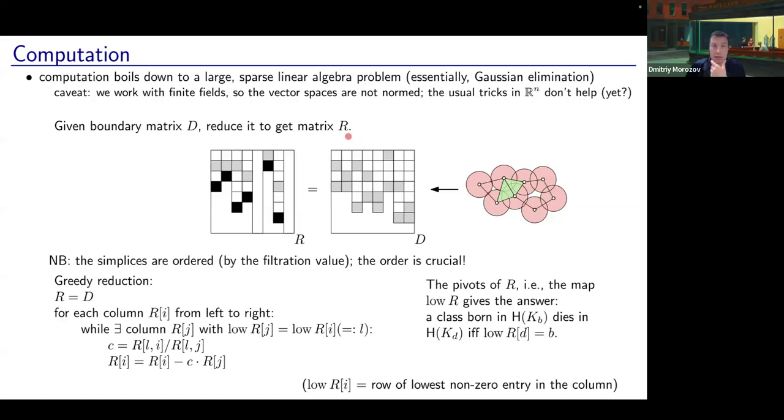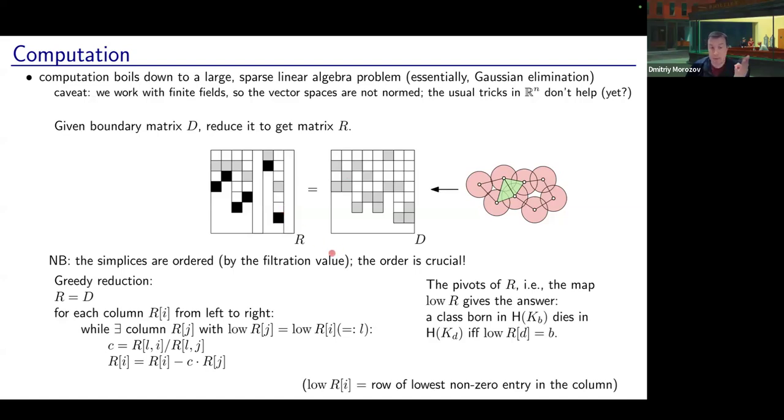Okay, and so the algorithm itself is a very simple greedy reduction that says I'm going to go through the columns from left to right, and anytime I have the lowest non-zero, the pivot, in a row where I already have a pivot, I'm just going to subtract that column from this column and push the pivot higher. And when I do this, by construction, all of my pivots are going to be in unique rows, just because if there was a conflict, I get rid of it.